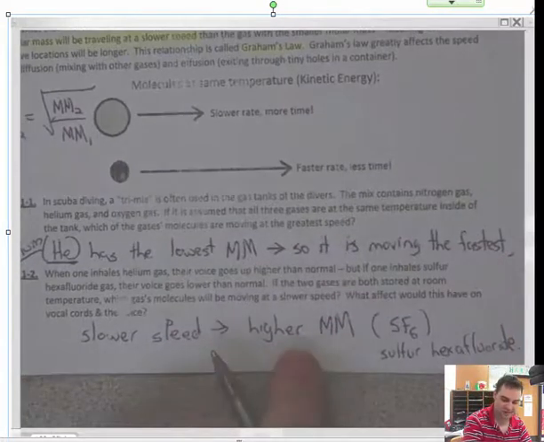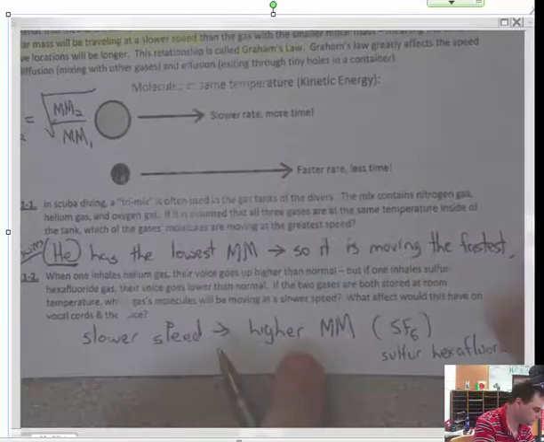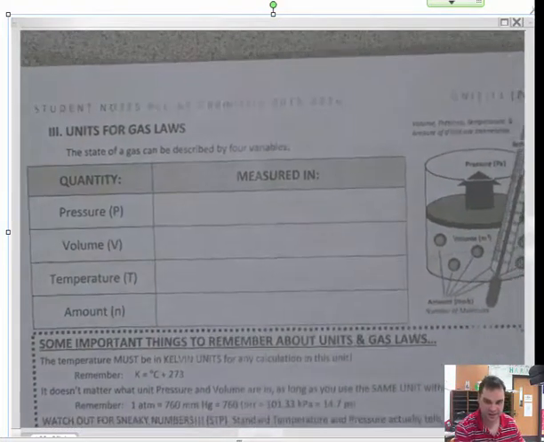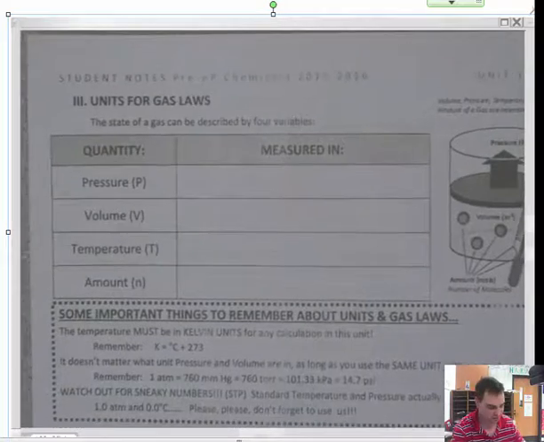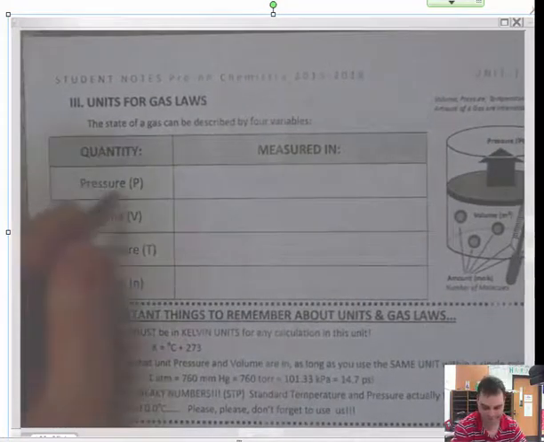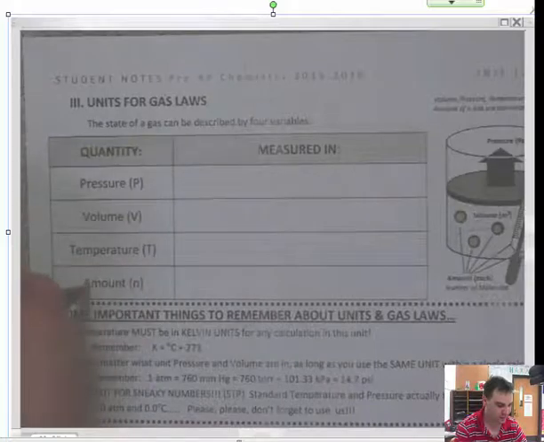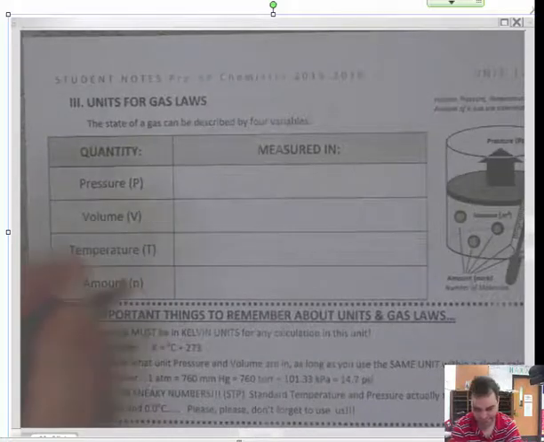Okay, let's go on to page 3. Let's go over the units for gas laws. Gas laws, you're going to have pretty much 4 variables that you're looking at. P is pressure, V is volume, T is temperature, and amount, which is n.